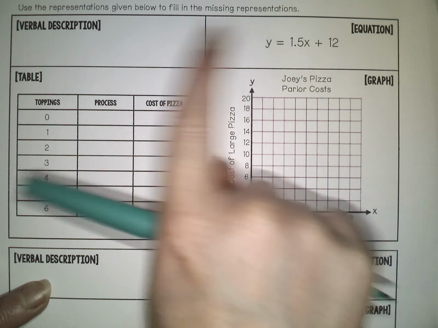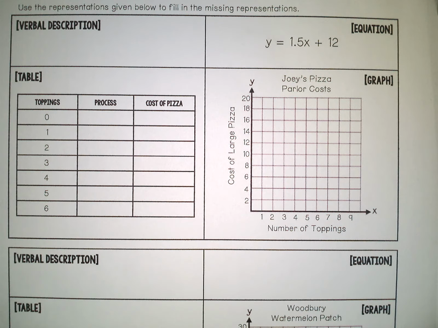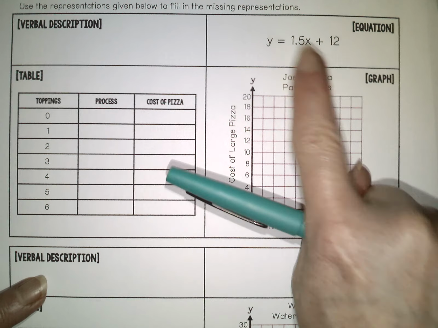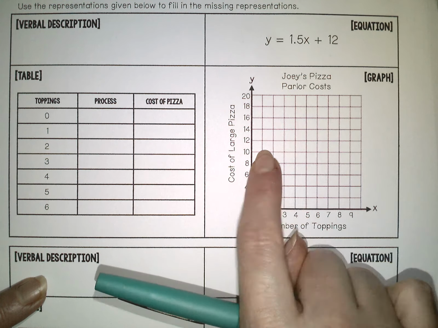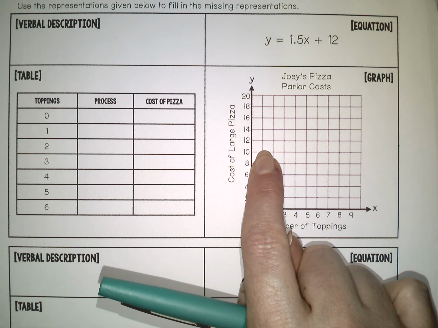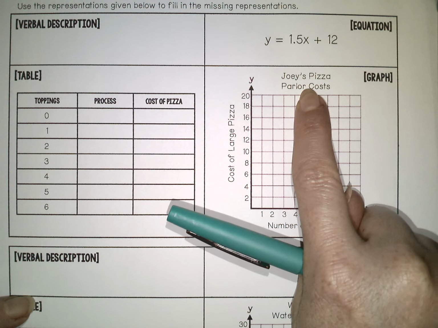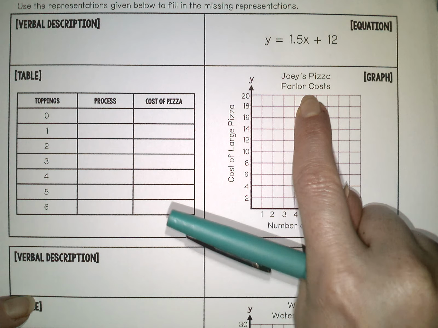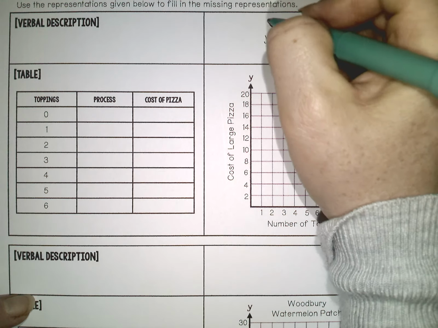Okay, let's take a look now. When I give you the equation, we're going to give the verbal description, fill in the table, and fill in the graph here. So y equals 1.5x plus 12. Well, let's take a peek at our graph first to help us get a gist of what this is talking about. So the title is Joey's Pizza Parlor Cost.